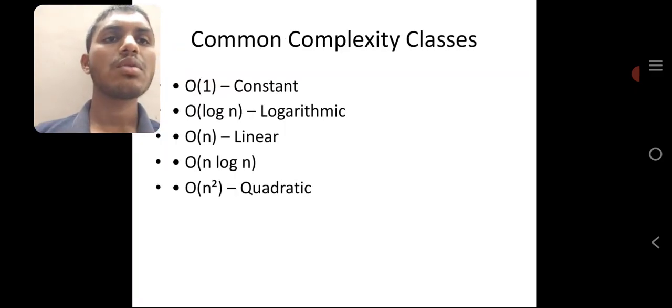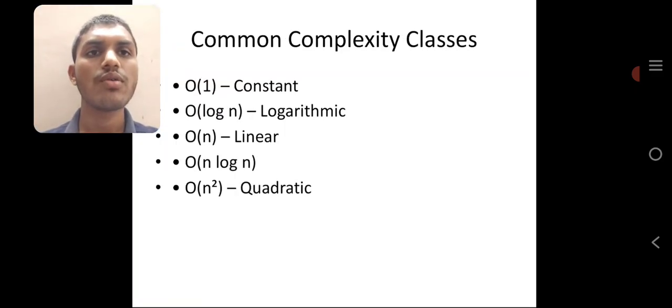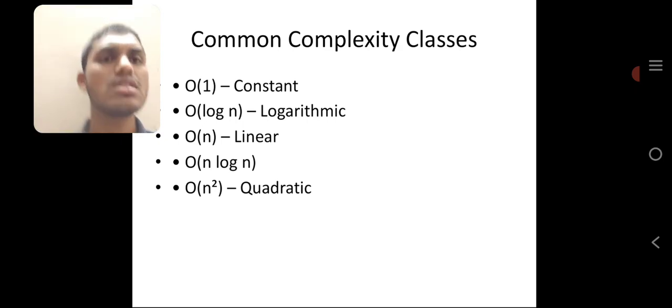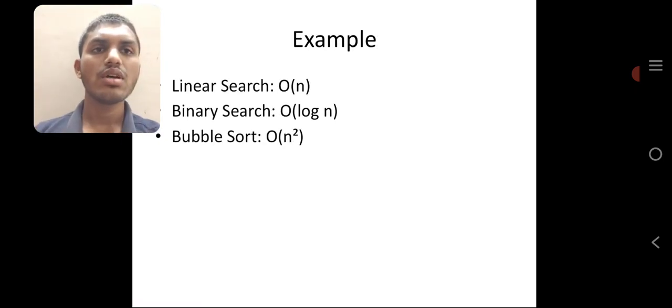Now common complexity classes. We know big O of 1 is constant, big O of log n means logarithmic, big O of n means linear, big O of n log n, n square quadratic. Like that we measure the complexities. Example, linear search big O of n, binary search big O of log n, bubble sort big O of n square. I know the PPT is very simple and clear to understand the concept, each and every point.